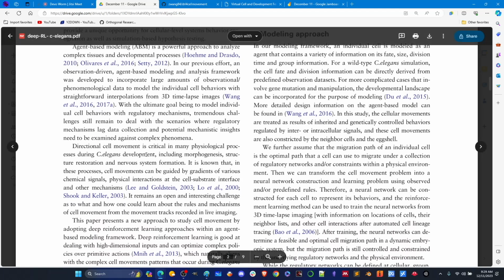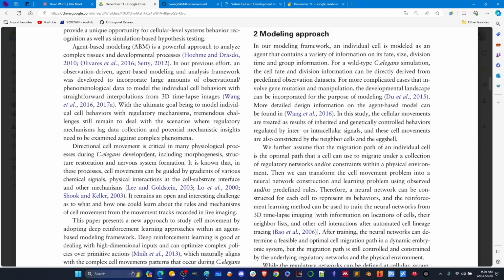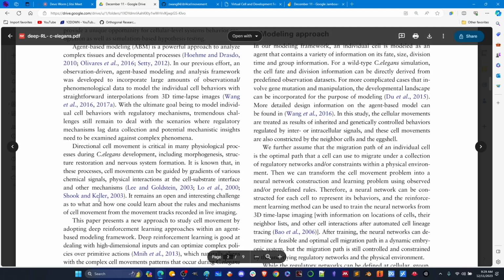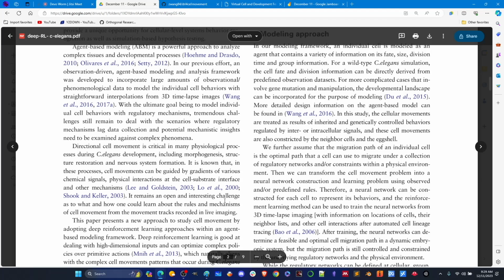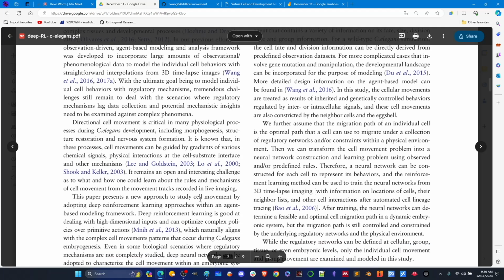So directional cell movement is critical in many physiological processes during C.elegans development, including morphogenesis, structure restoration, and nervous system formation. It is known that in these processes, cell movements can be guided by gradients of various chemical signals, physical interactions at the cell-substrate interface, and other mechanisms. There's a big literature on this, especially in C.elegans. It remains an open and interesting challenge as to what and how one could learn about the rules and mechanisms of cell movement from the movement tracks recorded in live imaging.